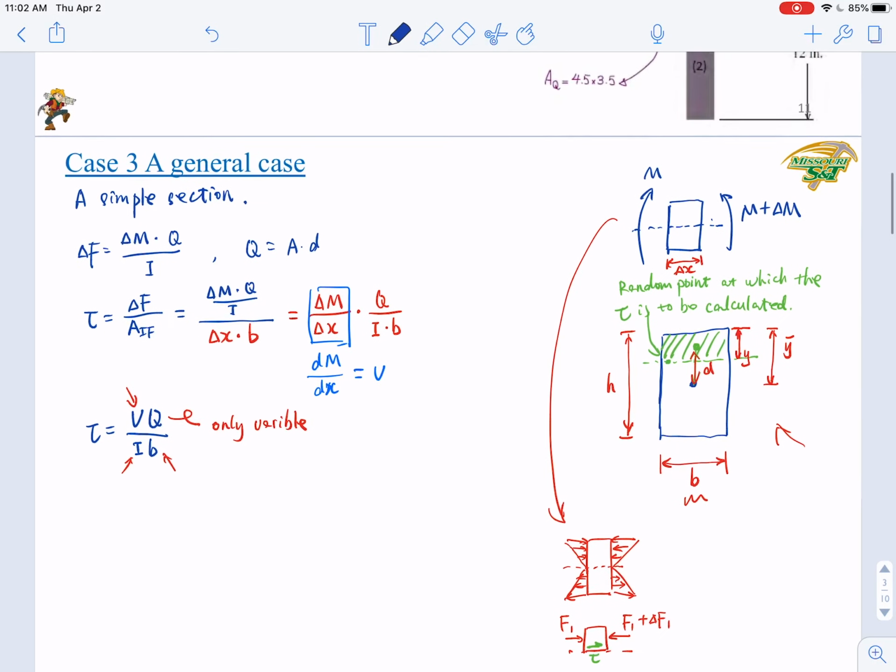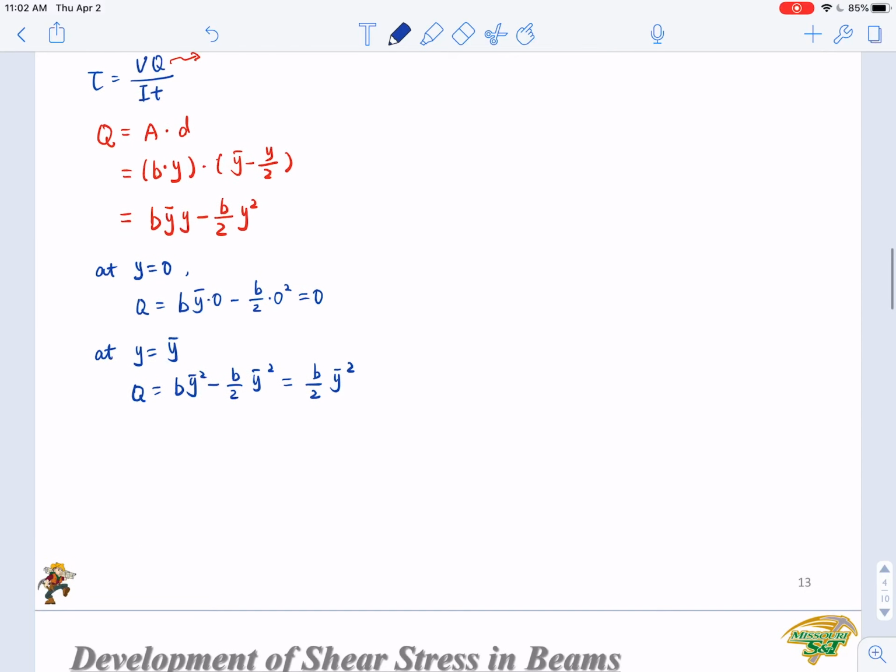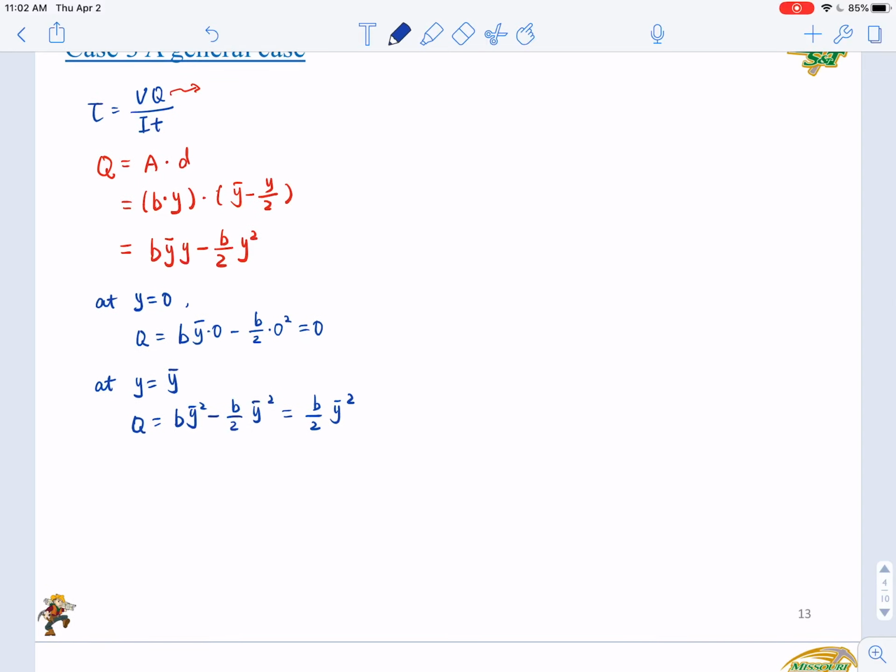Noting that in this figure, the Y bar actually equals half H. Right? So we just substitute the half H here. So this Q equals B over 2 by H over 2 square. So this equals BH square over 8.